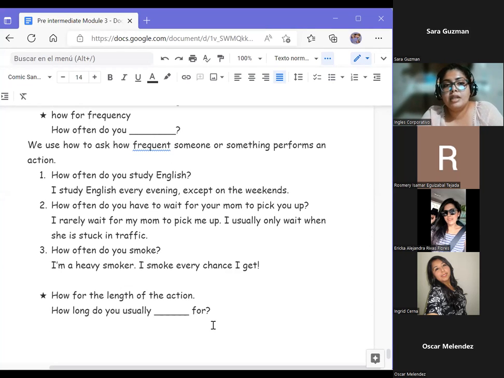In the first one, how often is asking about how frequently someone or something performs an action. En este caso, ¿cuántas veces nosotros hacemos una acción? Es con qué frecuencia. In this case, it is talking about the amount of time. En este caso, vamos a hablar de la cantidad de tiempo que gastamos haciendo una acción o una actividad.